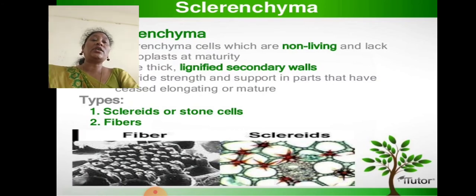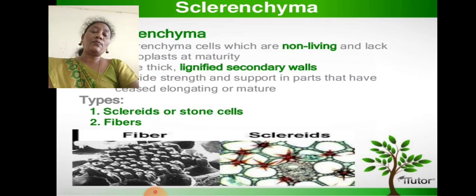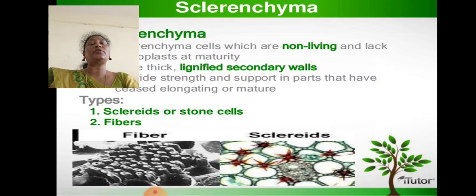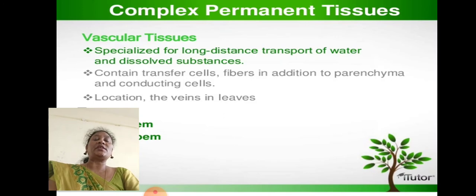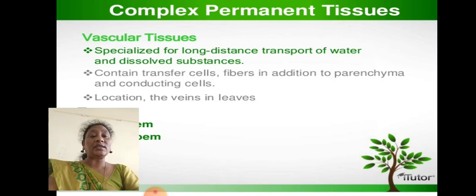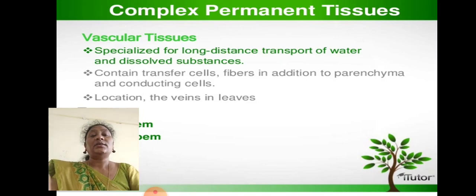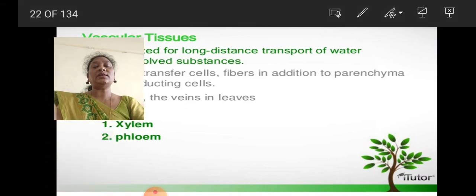The fiber of coconut is there, no? That is also an example of sclerenchyma. The cells are very thick and closely packed. Next one is vascular tissue. These are specialized for long distance transport of water and dissolved substances. They contain transfer cells and fibers in addition to parenchyma, and the conducting cells. Location is the veins in the leaves.